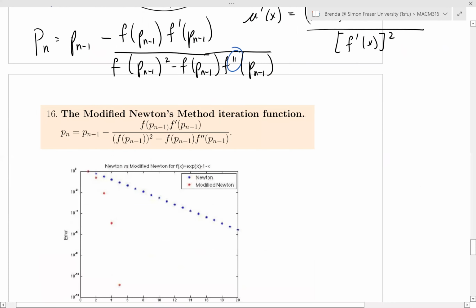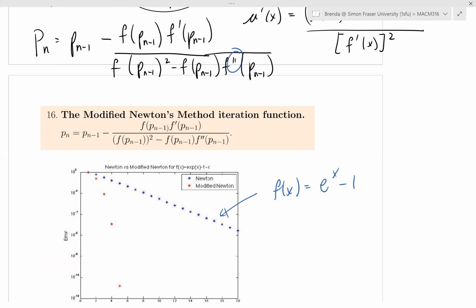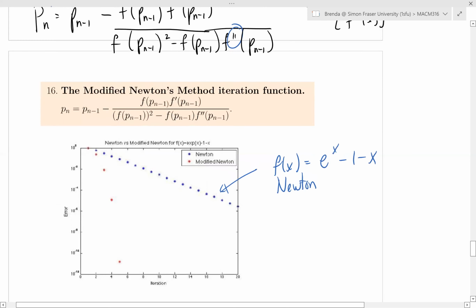So there it is. We had the function from before. This is the same function on both of these graphs, but it's a little bit smaller over here. It's e to the x minus 1 minus x. And this is the regular Newton method. We saw that because it had a double root, the convergence was only linear. Now that we've got the modified Newton's method, we see that the quadratic convergence here is restored.